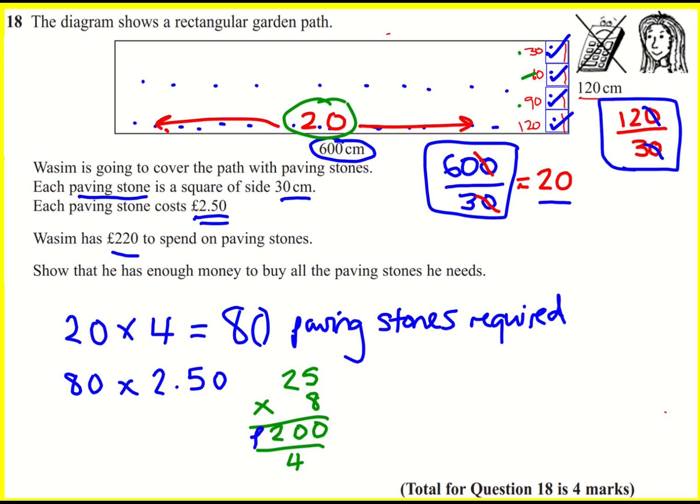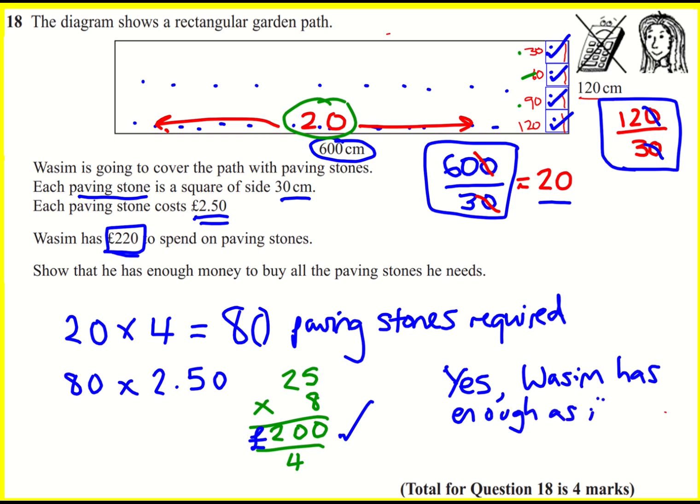So £200. He's got £220 to spend. So does he have enough? Yes, he does. Sim has enough as it only costs £200. Well done.